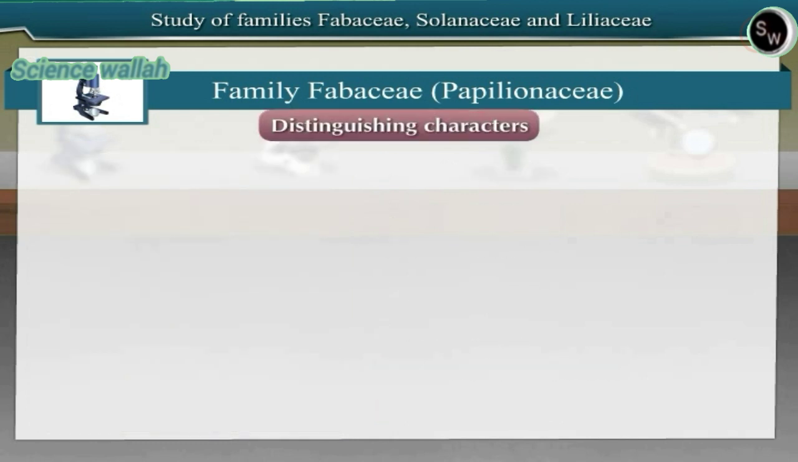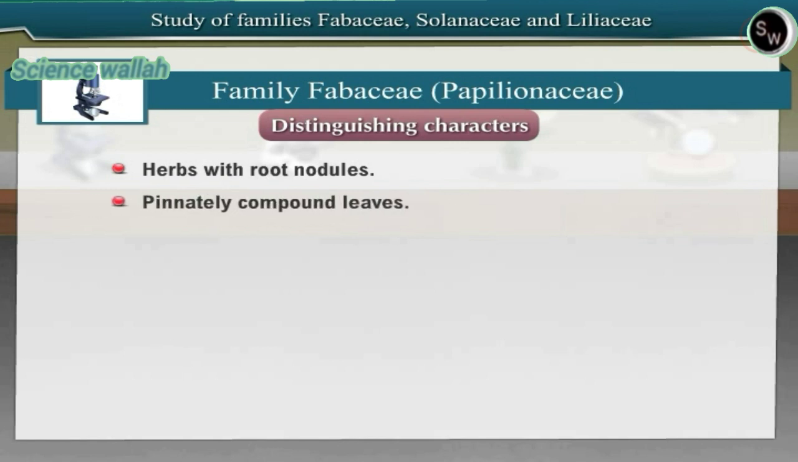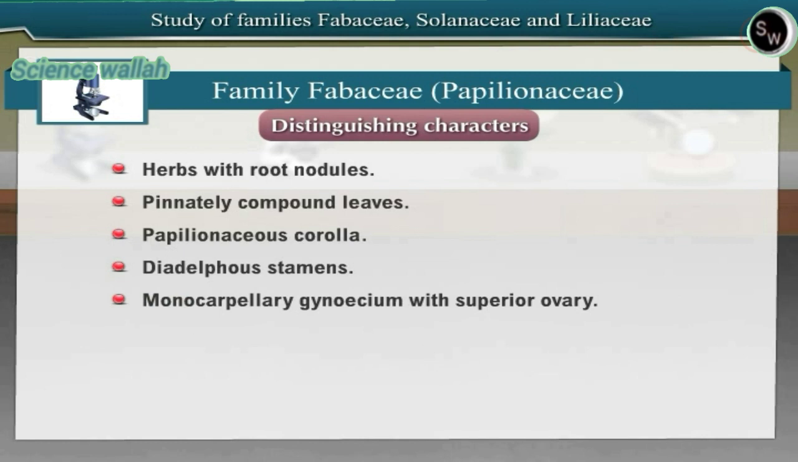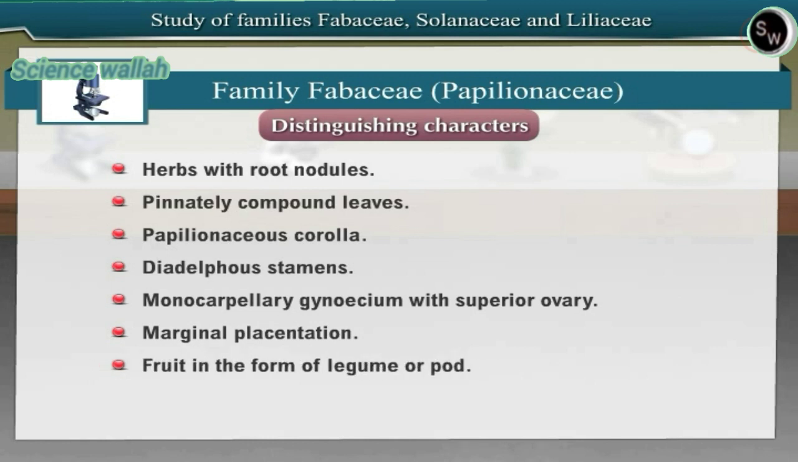Thus, to summarize, the distinguishing characters of family Fabaceae are herbs with root nodules, pinnately compound leaves, papilionaceous corolla, diadelphous stamens, monocarpellary gynoecium with superior ovary, marginal placentation, fruit in the form of legume or pod.